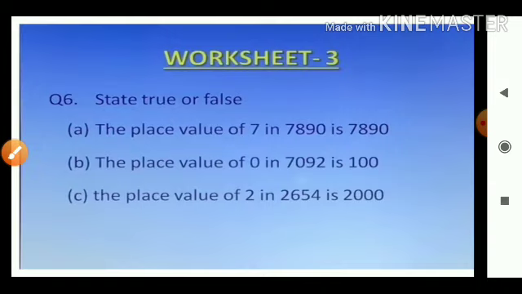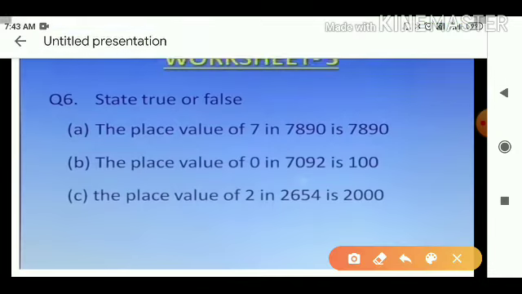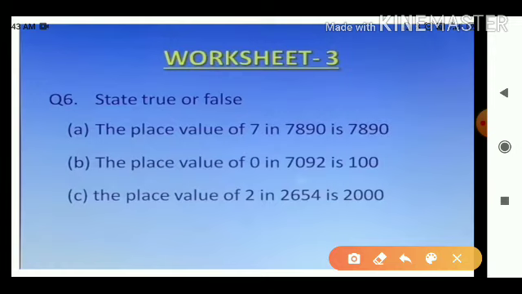Next, we will do this question. Here A, B, C questions are here. The place value of 7 in 7890 is 7890, we have to state true or false. First identify 7 is in which position? 7 is in thousands position. So, 7 into 1000 becomes 7000, that is the correct answer, but what is written here? 7890. So, it is false.